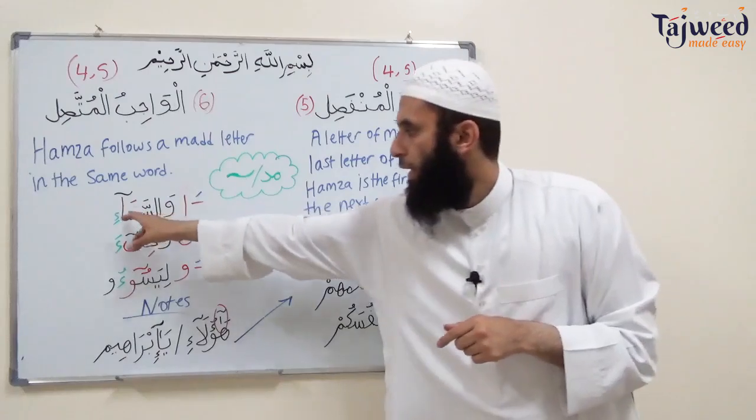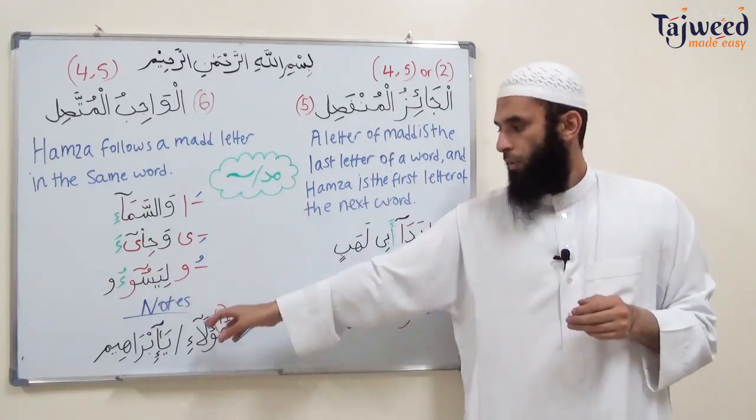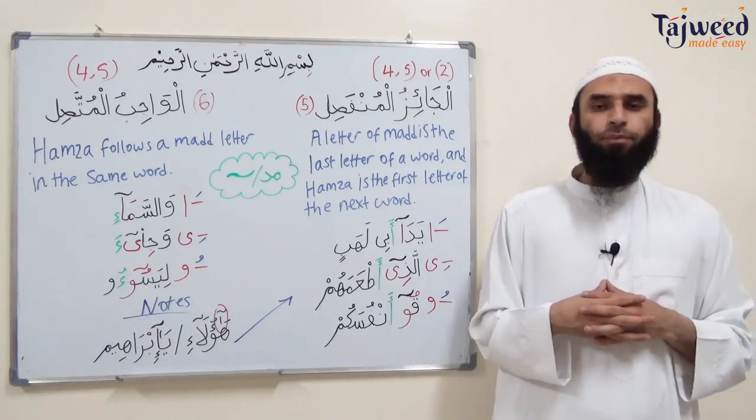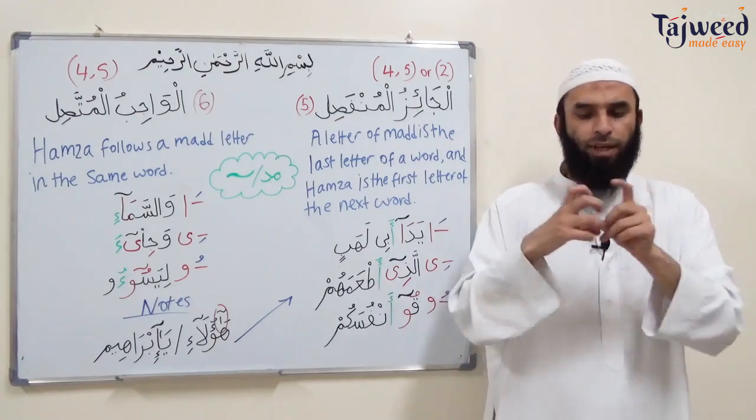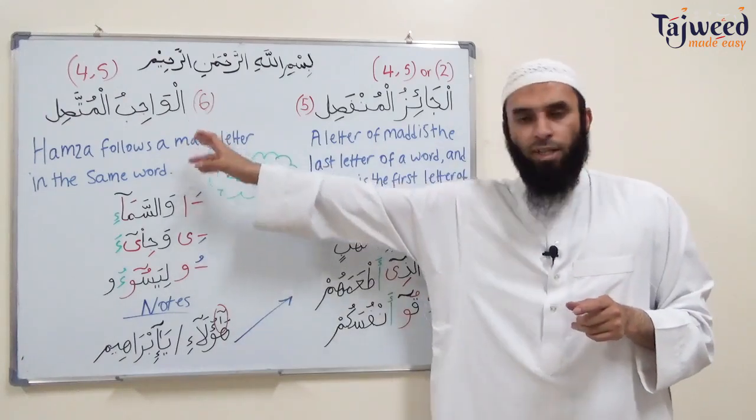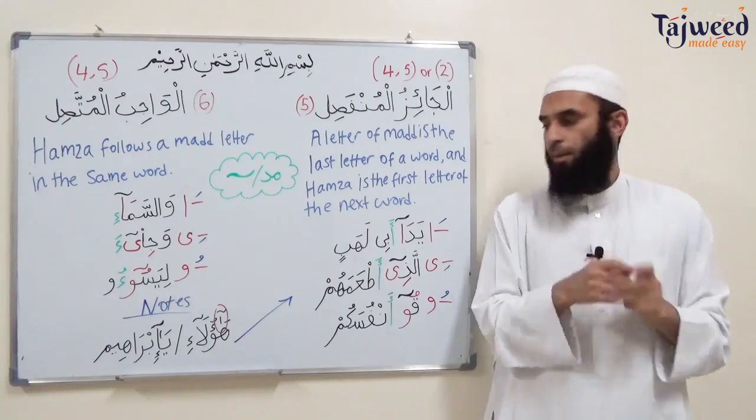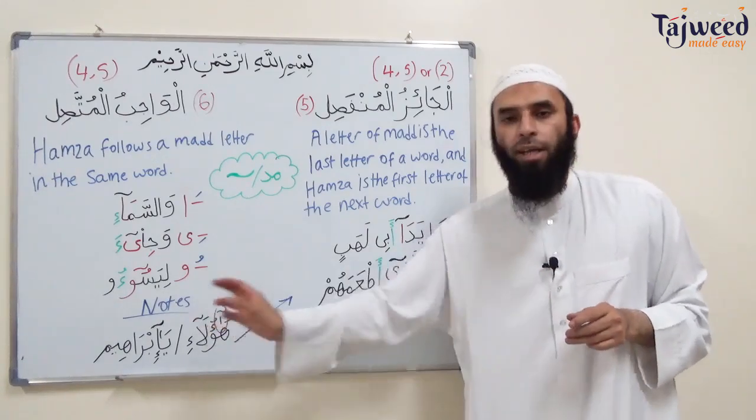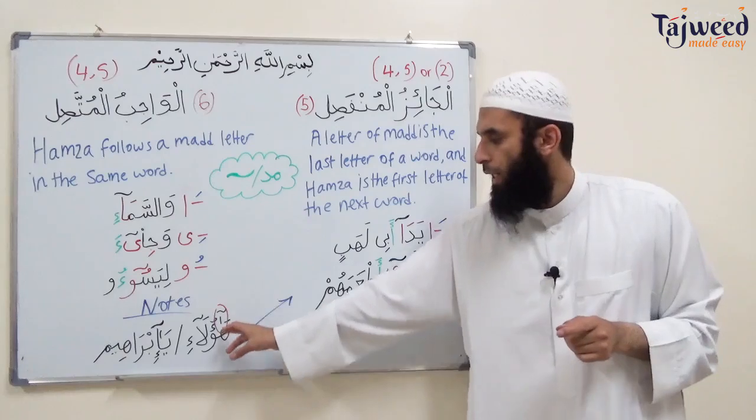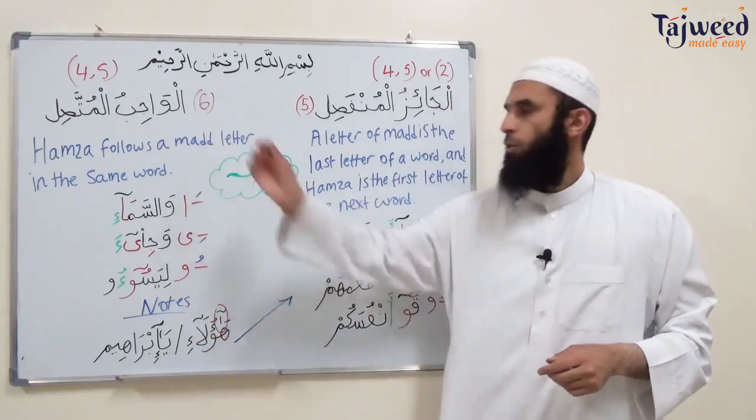So the letter of mad, like the alif, and the hamza are connected in the same word. Here, an important note is that in some words in the Arabic language, there are actually 2 different words stuck together. So here the word ha'ula'i, for example: the first part, ha'u, is Jaiz Munfassil. The second part, ula'i, is Waajib Mutassil.